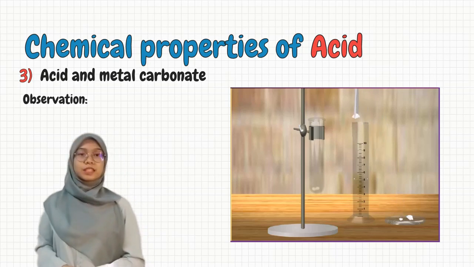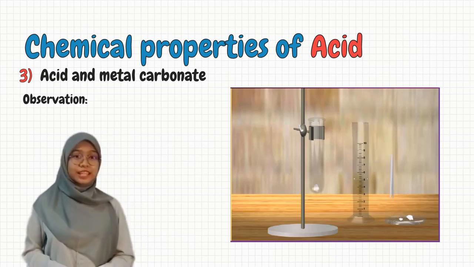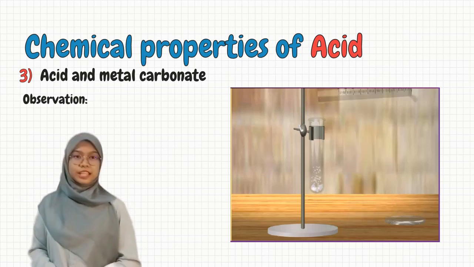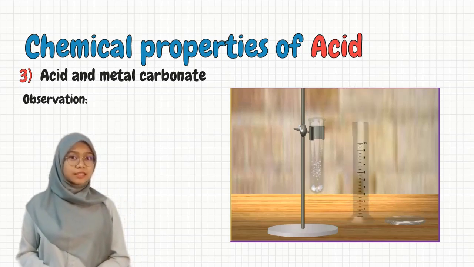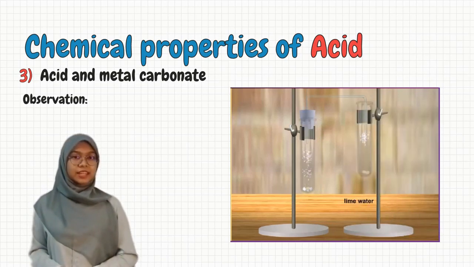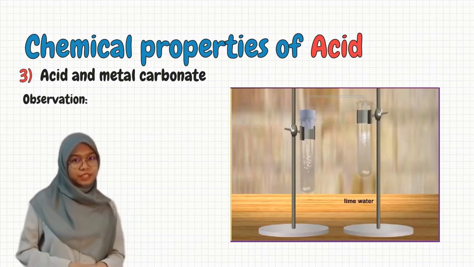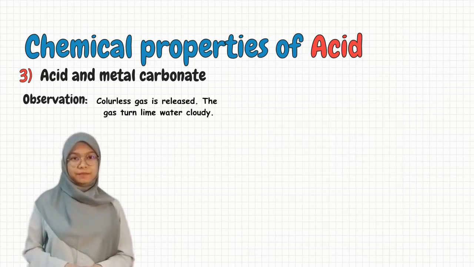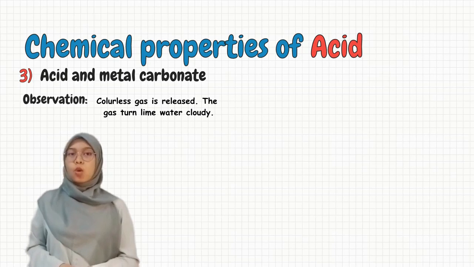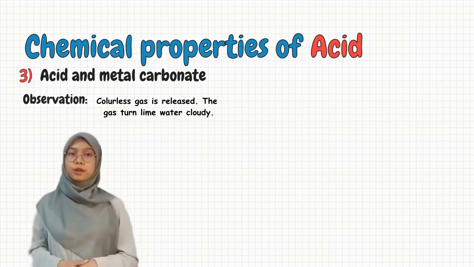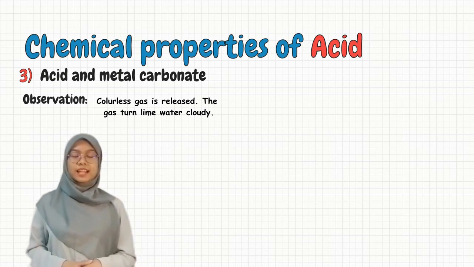Place several pieces of calcium carbonate into the test tube, then add 5 ml of hydrochloric acid into the test tube. A colorless gas is released. The gas was tested with lime water and it turned the lime water cloudy. This indicates that carbon dioxide gas is present. So students, when the acid reacts with the calcium carbonate, the reaction produces a salt, water and carbon dioxide gas.